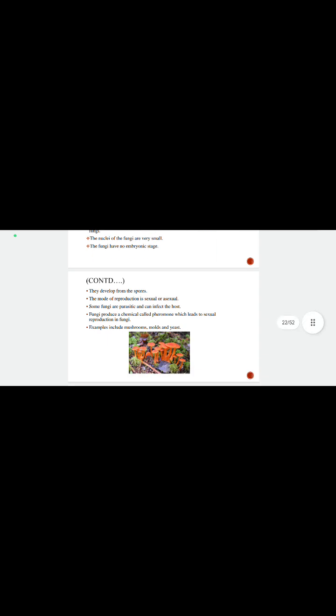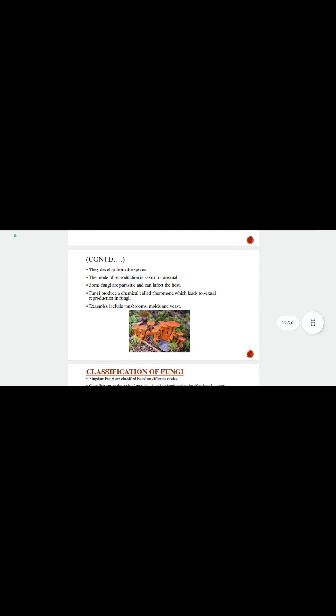The nuclei of the fungi are very small. The fungi have no embryonic stage. They develop from spores. The mode of reproduction is sexual or asexual. Some fungi are parasitic and can infect the host. Fungi produce a chemical called pheromone which leads to sexual reproduction in fungi. Examples include mushrooms, molds, yeast, etc. Here is a figure of mushrooms and examples of fungi.